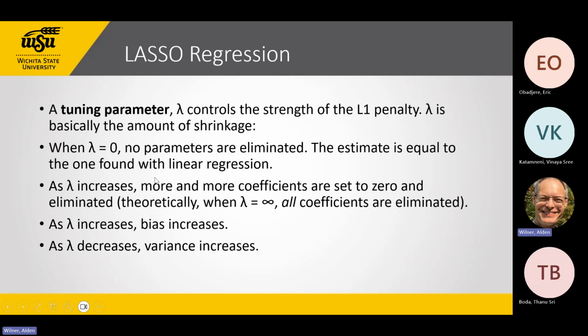As lambda increases, more and more coefficients get set to 0 and then eliminated. When lambda is set to infinity, of course, you've got a point right at the origin, and every single one of your coefficients is pulled out, right? So as your lambda increases, the bias of your model increases. But as lambda decreases, the variance in your model increases.